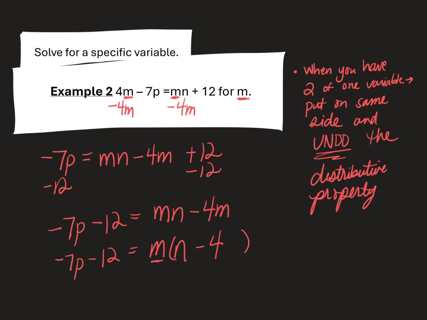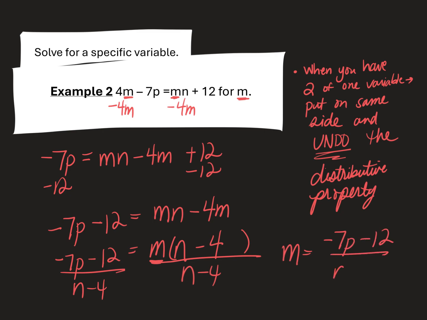And now I want to get m alone. How can I undo multiplying by n minus 4? I would divide by n minus 4. So m is going to equal (negative 7p minus 12) divided by (n minus 4). So this looks very, very strange, but that is my answer. I have solved for m. I have solved a literal equation for a specific variable.